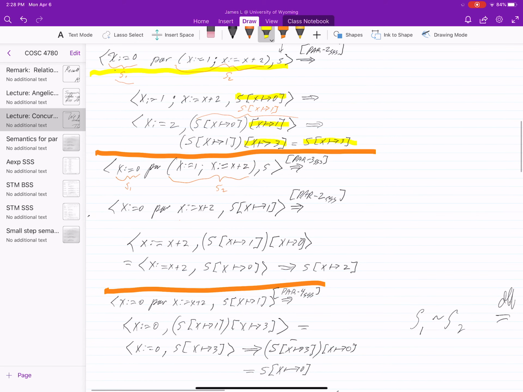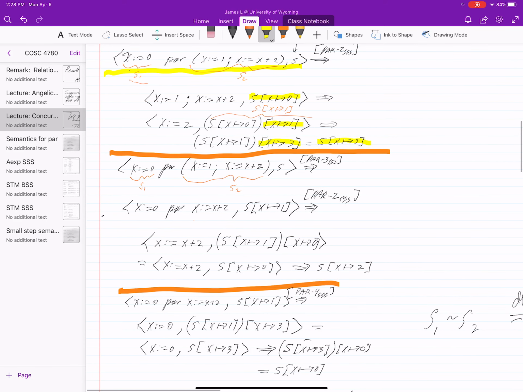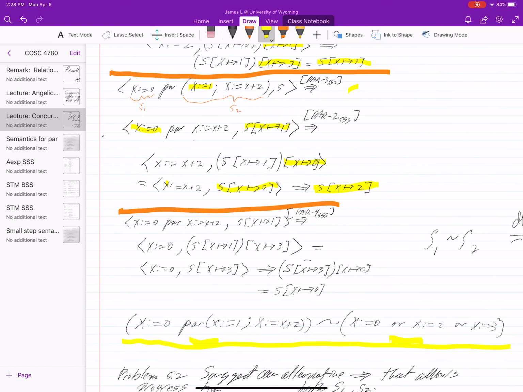The other possibility for this program up here is that first we evaluate this part, and we get S, it gets to 1, and then we evaluate this part, so now we get S has X with this value 0 here, and then finally we evaluate X gets the value of X plus 2, so now we have X having the value 2.